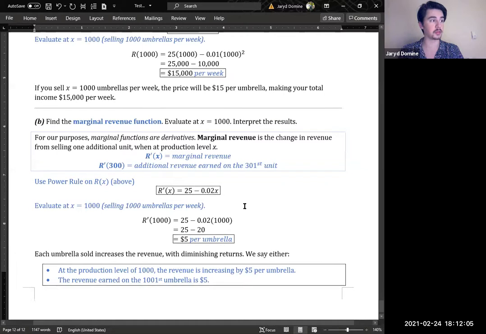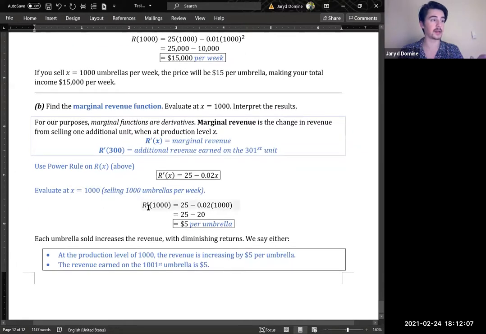Now it wants us to plug in, so evaluate at x equals 1,000. So we stick in 1,000, work it out. We get 25 minus 20. That's $5 per umbrella. So what that means is after we've sold 1,000 umbrellas, the next umbrella we sell will increase our revenue by $5.